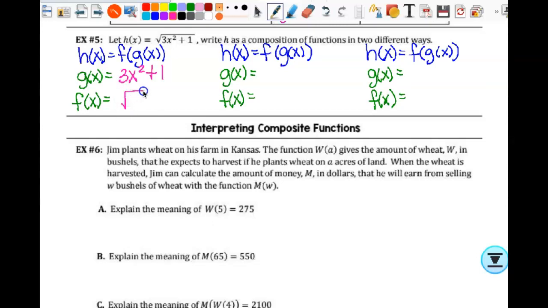Square root of x. Good. Okay. Does everybody agree with that? Yes. Did anybody write anything down differently for their first one? Okay, so now I want you to think about it. I want you to write down a different one than that.